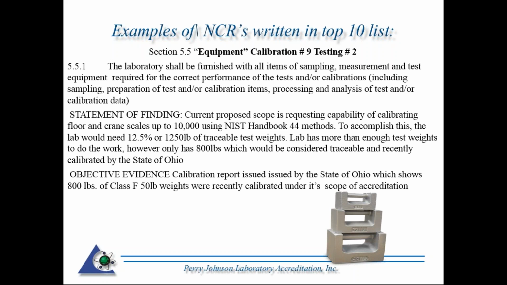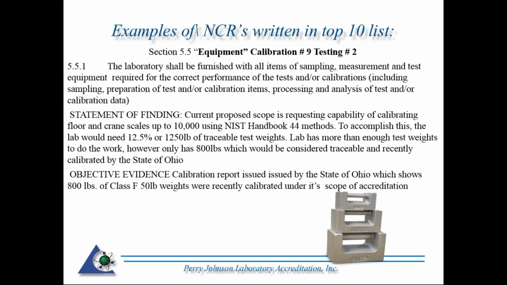Here's an example of a nonconformance written in regards to section 5.5.1. The laboratory shall be furnished with all items of sampling, measurement, and test equipment required for the correct performance of the testing or calibration, including sample preparation of the test and/or calibration items, processing and analysis of the test and/or calibration data. This comes right out of one of my findings, current, and this is for a new assessment. This says proposed scope. Current proposed scope is requesting capabilities of calibrating floor and crane scales up to 10,000 pounds, that should be pounds there, using NIST Handbook 44 methods.